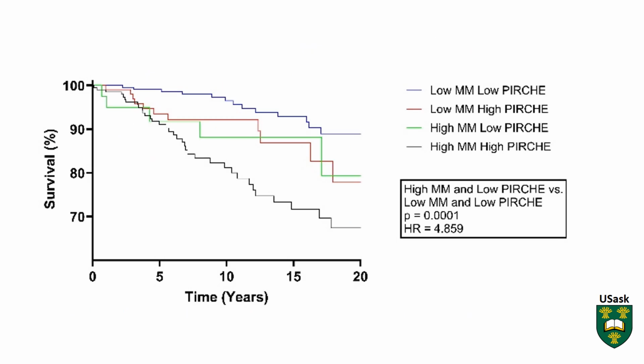Now this is the best figure. When you have low eplet mismatch and low PIRCHE, these are the patients that were doing great, which is the blue line on the top. If you have a high eplet mismatch and high PIRCHE score, these are the patients that did worse. Then you have this group in the middle, which we are still investigating, but we suspect that these patients have some risk stratification with their immunosuppression, which we are still looking at.